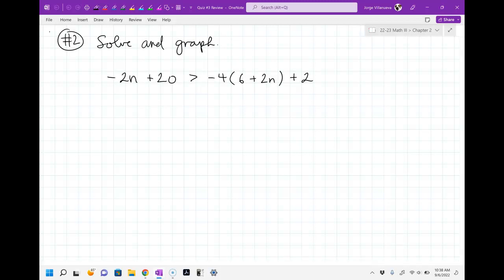What's my first step going to be in this? Yeah, I'm going to want to distribute. I mean, does it have to be that? No, you could divide by -4 and make a bunch of fractions pop out, or you can subtract everything by 2 if you want to get rid of that plus 2. But distribution just seems to be like the easier step to go with. Okay? So, we're going to distribute these right here. So I get -2n plus 20 greater than -24 minus 8n plus 2.